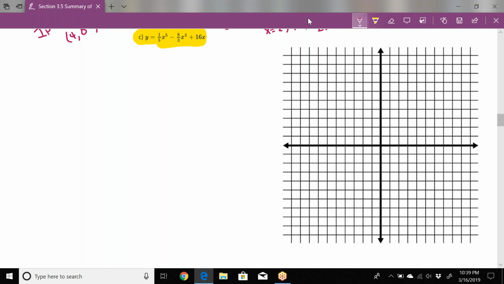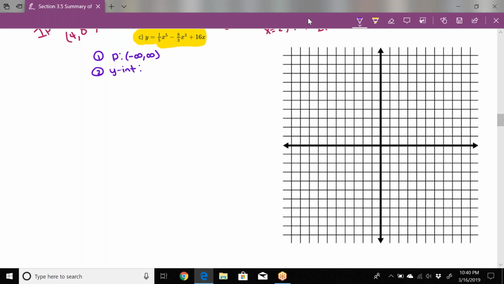So I'm going to use a different color. So the first thing is domain. Since it is still a polynomial, the domain is going to be negative infinity to infinity. The intercepts, we're going to try to see what we can find. The best way to try to find your intercepts is going to be to try and solve this by, first of all, pulling out an x, because they all have an x in common. I'll do my y-intercept first.